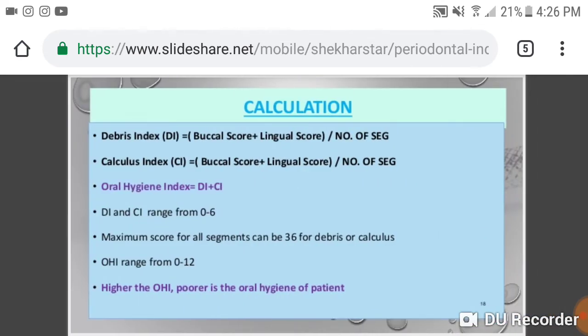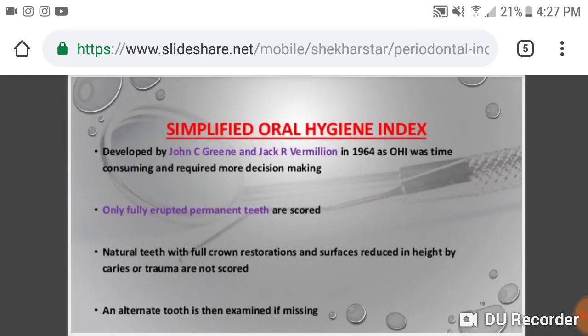Calculation. Debris index is equal to buccal score plus lingual score over number of segments. Calculus index, buccal score plus lingual score over number of segments. Oral hygiene index is equal to DI, that's debris index, plus calculus index. DI and CI range from 0 to 6. Maximum score for all segments can be 36 for debris or calculus. Oral hygiene index ranges from 0 to 12. The higher the oral hygiene index of the patient, the poorer the oral hygiene of the patient.